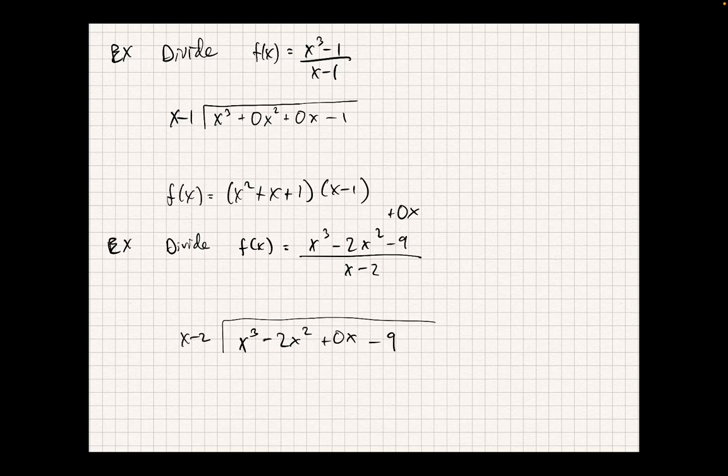So what's my first thing that I do over here? Divided by x. X cubed, the first term, divided by x gives me x squared. Where does that go? Above the x squared. Right. And then what do I do? Then x squared times x minus 2 gives me x cubed minus 2x squared. Where does that minus go?